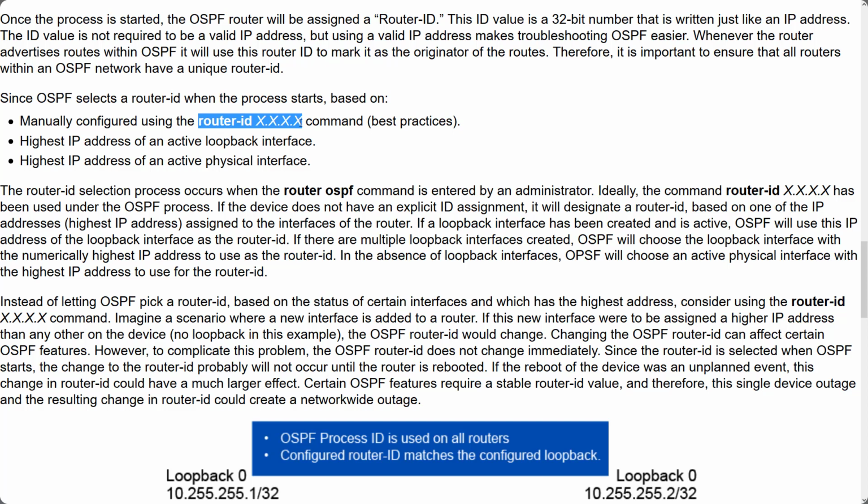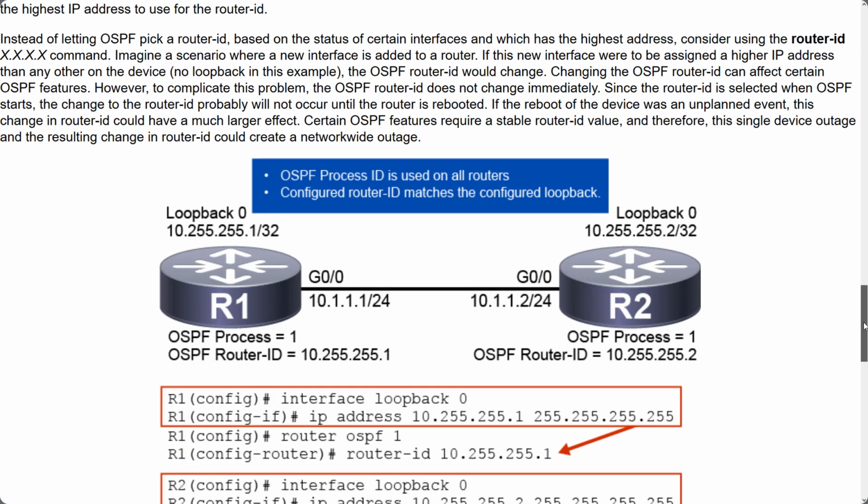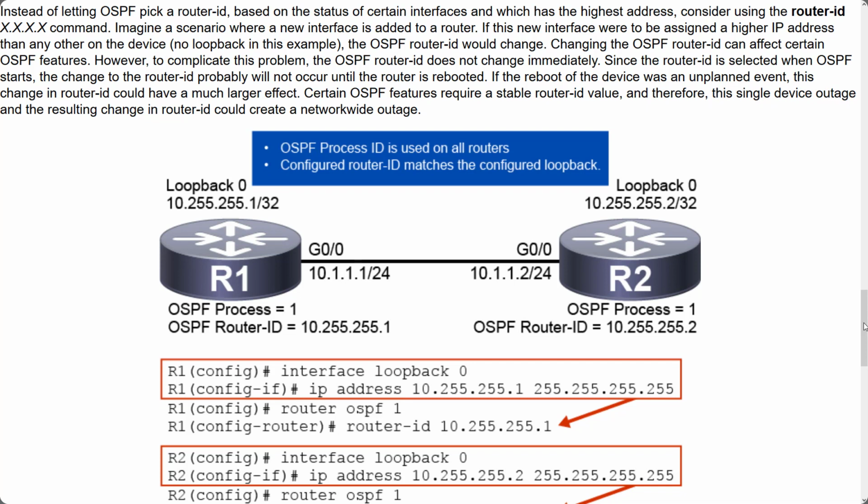So it says here the router ID selection process occurs when the router OSPF command is entered by the administrator. Ideally, the command router-id followed by the dotted quad has been used under the OSPF process to establish the router ID explicitly. If not, we'll use the loopback. If not, we'll use the physical interface. So instead of letting OSPF pick a router ID based on the status of an interface, use the router-id command so that you can identify what that router ID is going to be.